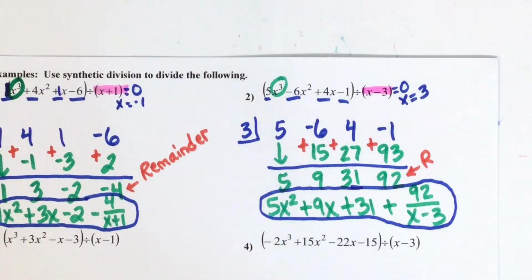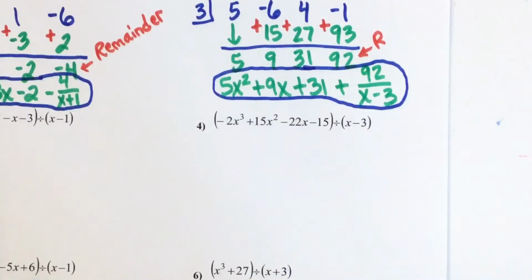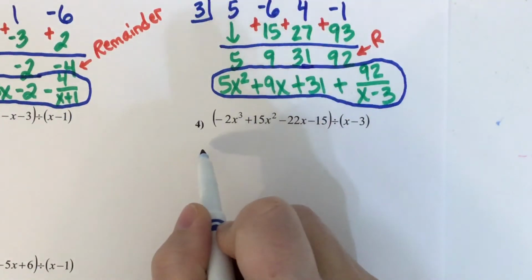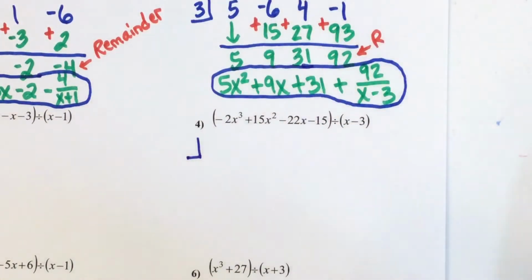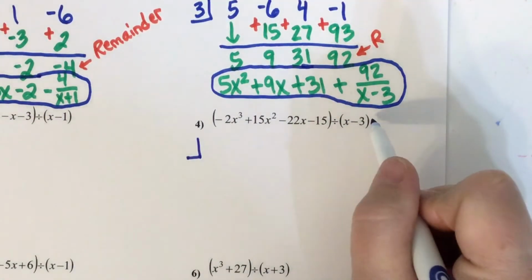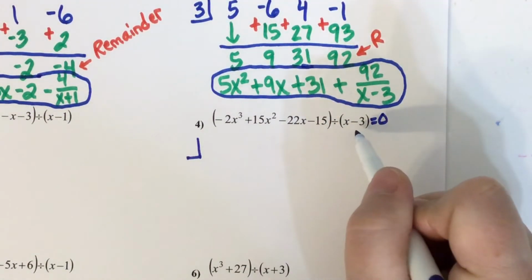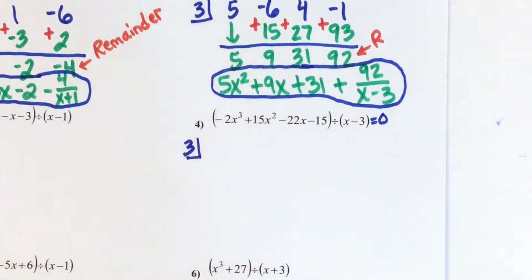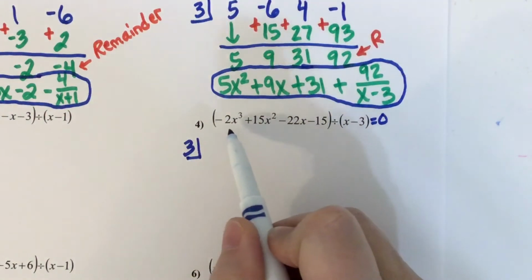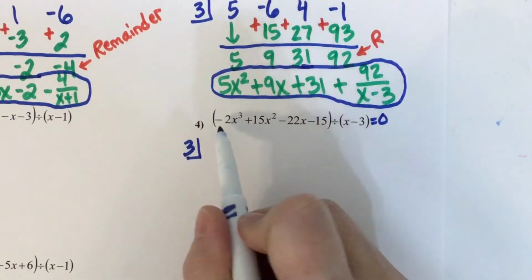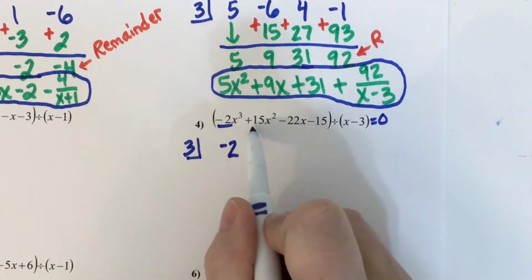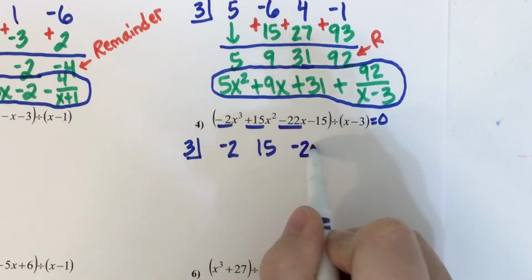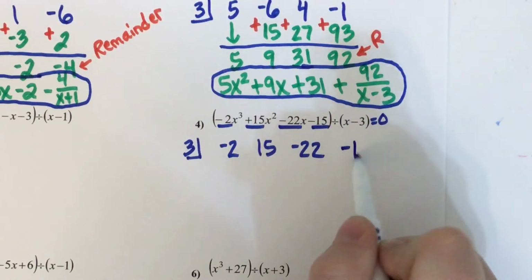Okay, let's keep trying. Let's go to number 4. So first, who do you think you'd put in the box? Positive 3. Yeah, if you set x minus 3 equal to 0, you'd add 3 to both sides and you get a positive 3. So first you put the 0 in the box. Then you pull down the coefficients, drop, drop, drop. So I've got a negative 2, positive 15, negative 22, negative 15.